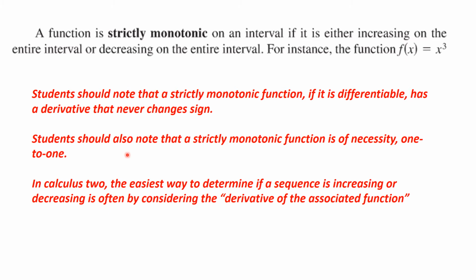So what can happen is a student, and we're going to do this later in the period, if you want to show something as one-to-one, if you show the derivative never changes SIGN, you're finished and you know that it is one-to-one. And looking ahead to Calculus 2, the easiest way to determine if a sequence is increasing or decreasing is often by considering, I'm putting this in quotes because this has to be interpreted correctly, the derivative of the associated function with the sequence is always positive or always negative.